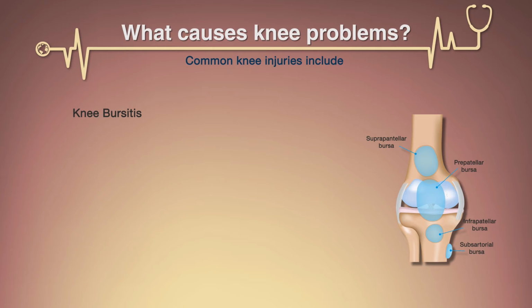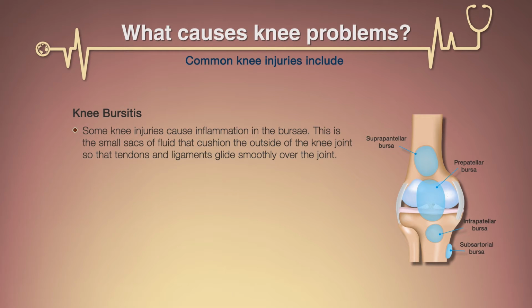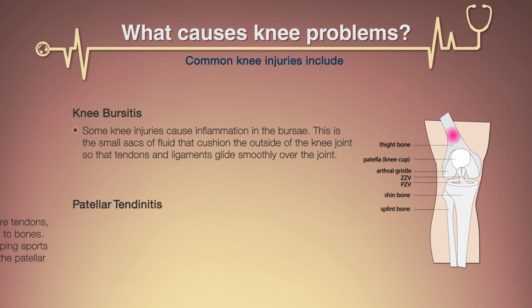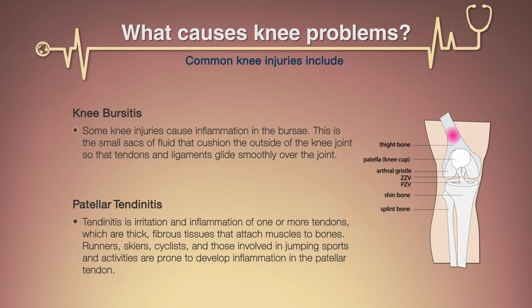Knee bursitis. Some knee injuries cause inflammation in the bursae. These are small sacs of fluid that cushion the outside of the knee joint so that tendons and ligaments glide smoothly over the joint. Patellar tendinitis. Tendinitis is irritation and inflammation of one or more tendons, which are thick, fibrous tissues that attach muscles to bones. Runners, skiers, cyclists, and those involved in jumping sports and activities are prone to develop inflammation in the patellar tendon, which connects the quadriceps muscle on the front of the thigh to the shin bone.